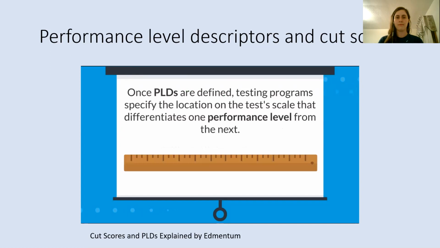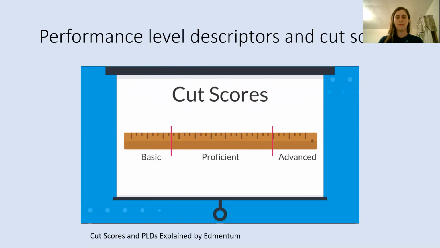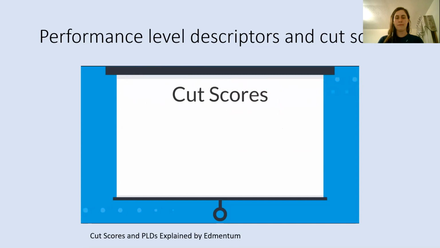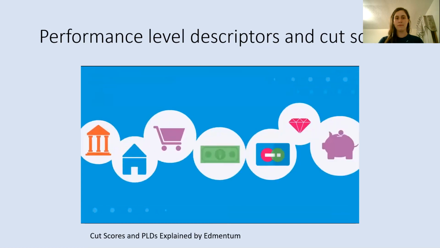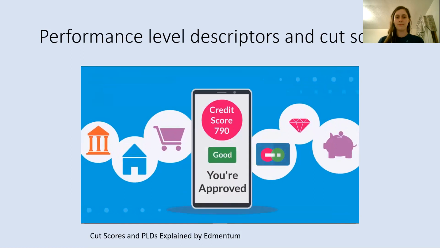Once performance level descriptors are defined, testing programs specify the location on the test scale that differentiates one performance level from the next. These are called cut scores. You can think of that term as cutting the scale into different performance levels. Cut scores might use the scale score metric, or the raw score metric, that is, the number of questions answered correctly, depending on how the test is scored. The concept of cut scores is used in many different fields, even if it's not called a cut score. For example, loan companies set credit score ranges for which credit scores are considered poor, fair, good, or excellent credit.